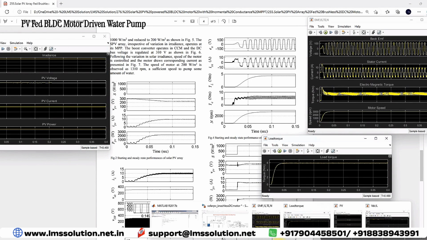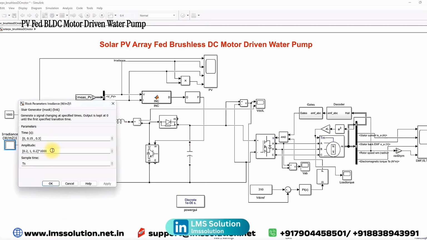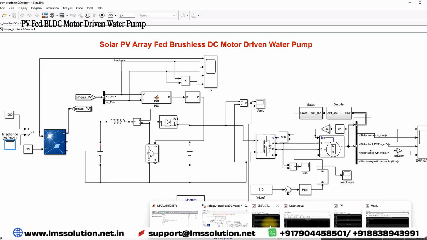So now I am going to make dynamic irradiation condition. That means initially the irradiation will be 200, and then it goes to 1000, and again comes to 200. So from 0 second to 0.15 it will be 200. At 0.15 the irradiation will be 1000, and from 0.15 to 0.3 it will be 200 watts per meter square. So here I'm going to simulate the model. Then you have to check the result.